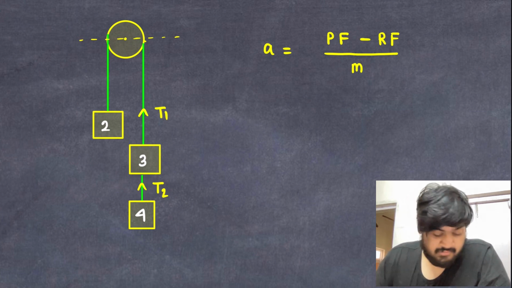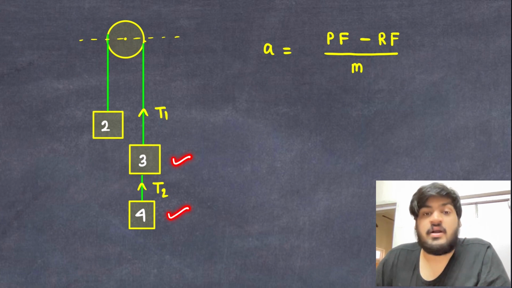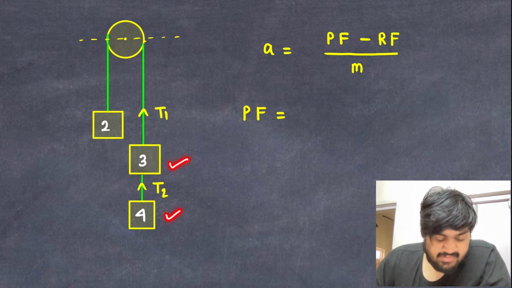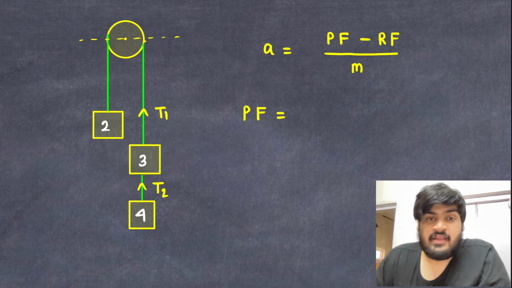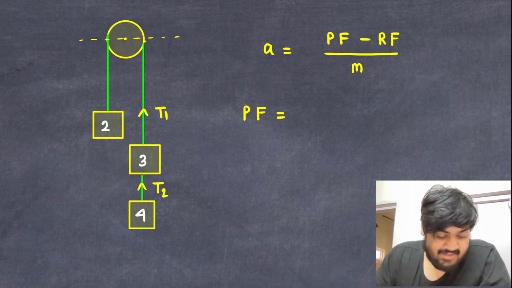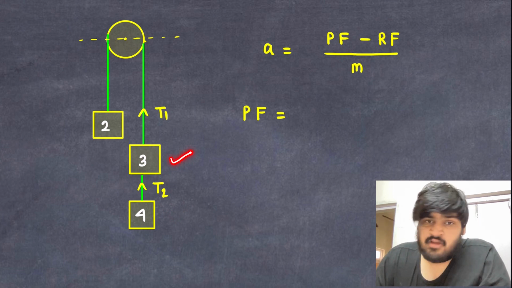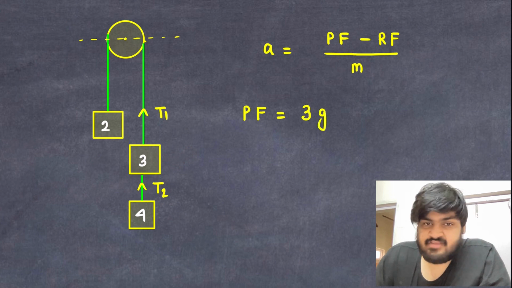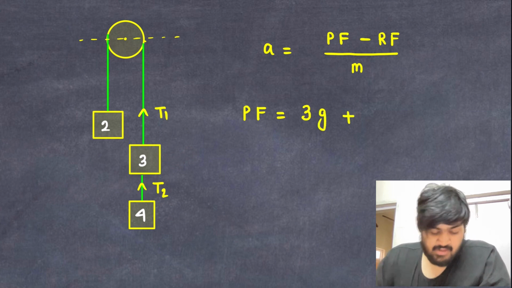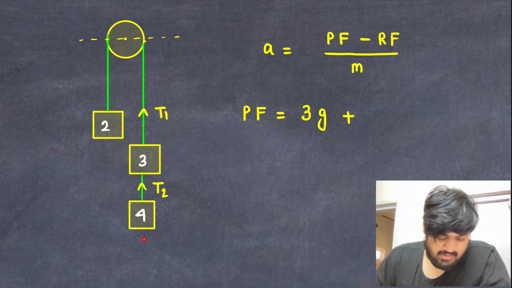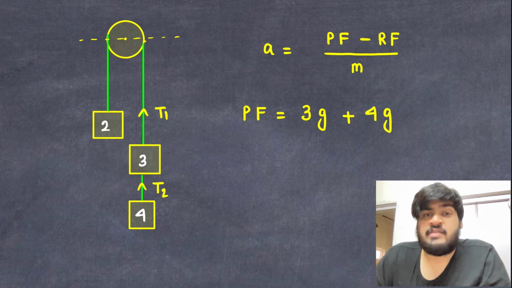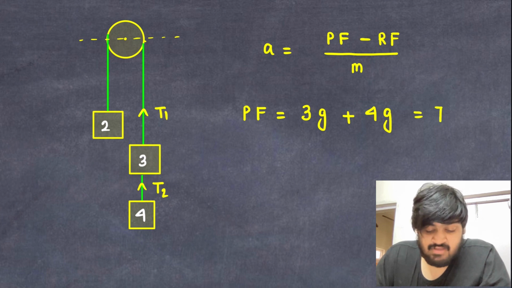So over here we also know that all the blocks that are moving away from the pulley give us the pulling force. The 3 kg block and the 4 kg block are moving away from the pulley, right? So the net pulling force will be provided by the 3 kg block and this 4 kg block. The pulling force provided by the 3 kg block will be nothing but the weight of the block, mg, that is 3g, plus the weight of the 4 kg block, 4g. So the total pulling force comes out to be 7g.